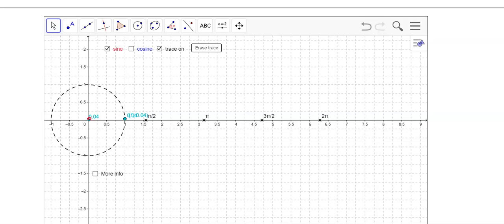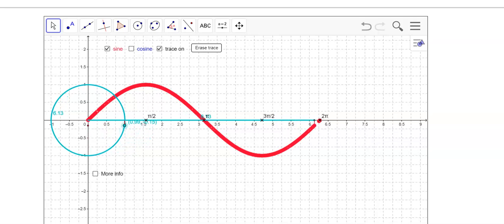So if I'm starting at 0, and then I move around the circle, my y value goes up to 1, and gradually goes back down to 0. Then I'm going below the x-axis down to -1, then back up to 0, which is why it takes the shape that it does. This is following the path of the y values, not the x, the y values.